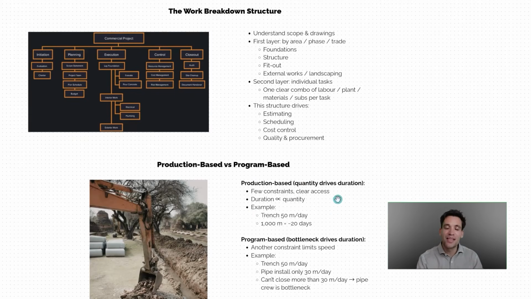Production-based task means the quantity of work drives the durations. It means you're doing a task where there's no constraints, you have clear access, and the total hours we need for the task is directly proportional to the volume of work you have to do. For example, you have a civil crew, they can trench 50 meters per day. There's 1,000 meters of trenching to do. The hours for that task is going to be the civil crew for the 20 days.